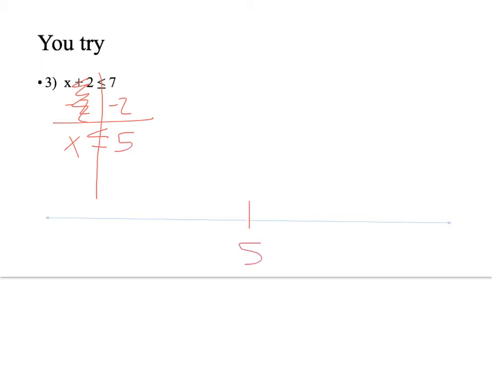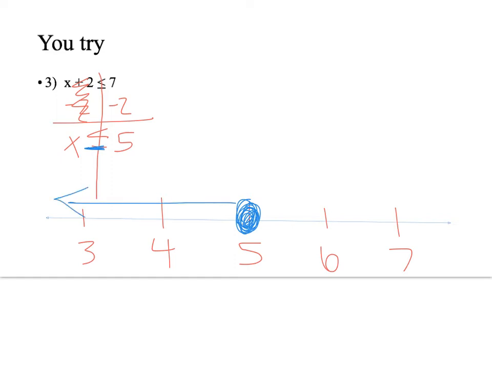So fill in your number line with 5 in the middle. This is a less than or equal to. Since it has this line underneath here, you're going to do a closed circle. Less than means smaller. The smaller numbers are to the left. Also, this looks like an arrow pointing to the left, so you will draw your arrow on your graph pointing to the left.